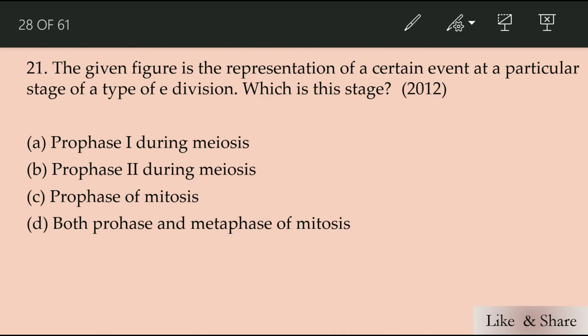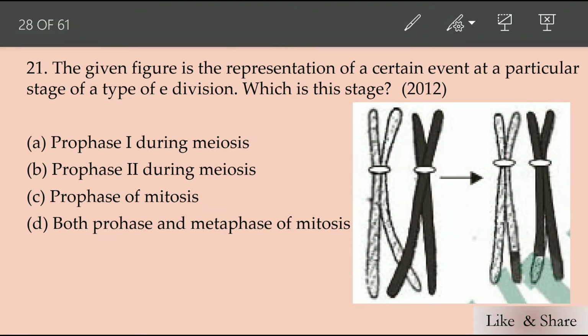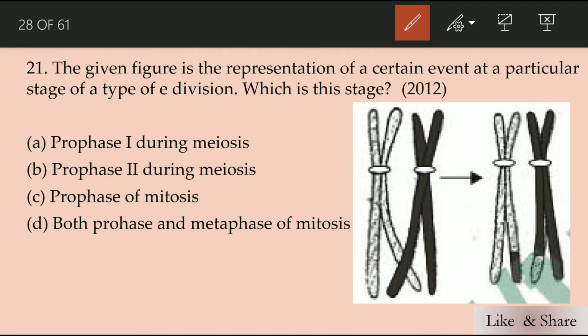The given figure is the representation of certain events of a particular stage of cell division. Which is this stage? Let's see the diagram. Here you see the diagram and we need to answer at which stage this happens. That means here this is called what? Centromere complex or chiasma formation. We need to answer when this happens. Prophase I during meiosis, Prophase II during meiosis, prophase of mitosis, both prophase and metaphase of mitosis.